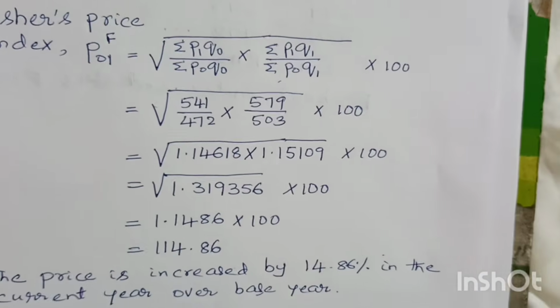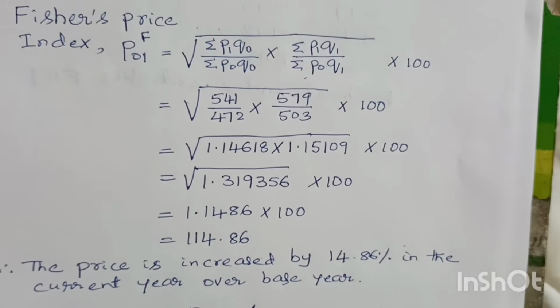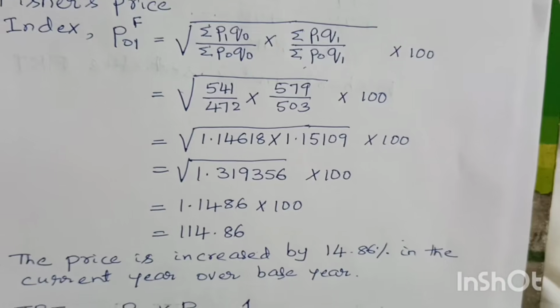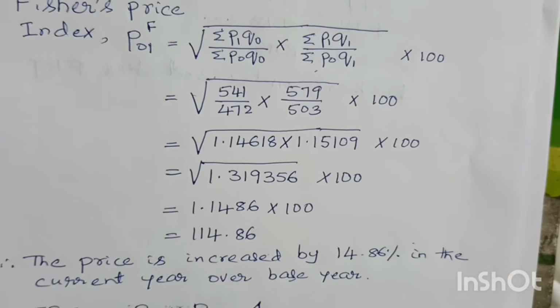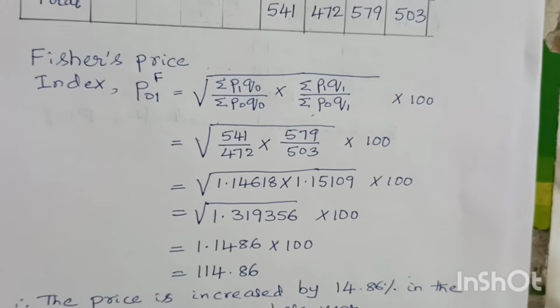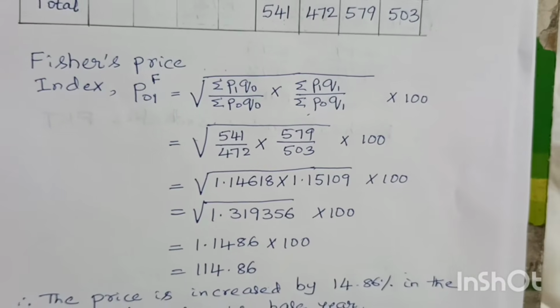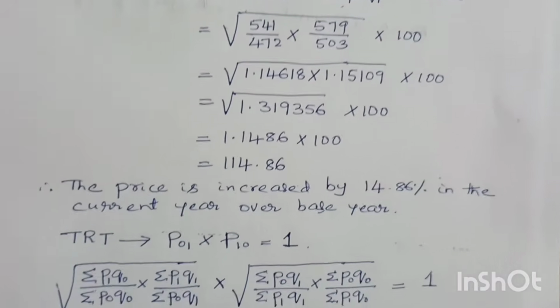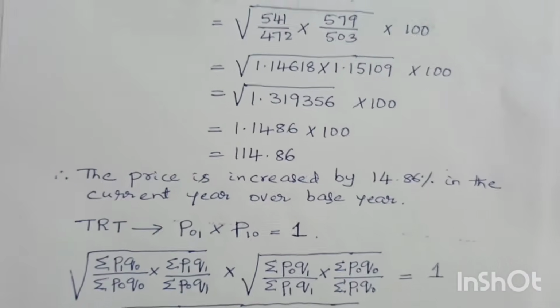So now once you get the answer, you write the conclusion. 114.86 minus 100, that is 14.86 increase. The price is increased by 14.86% in the current year over base year. So once you calculate Fisher's price index, you have to go for testing it for TRT and FRT. So coming to first, let us test TRT.